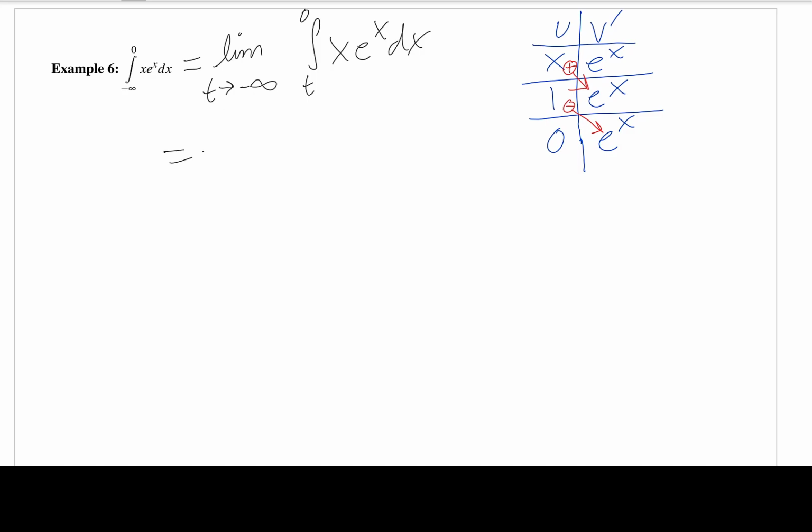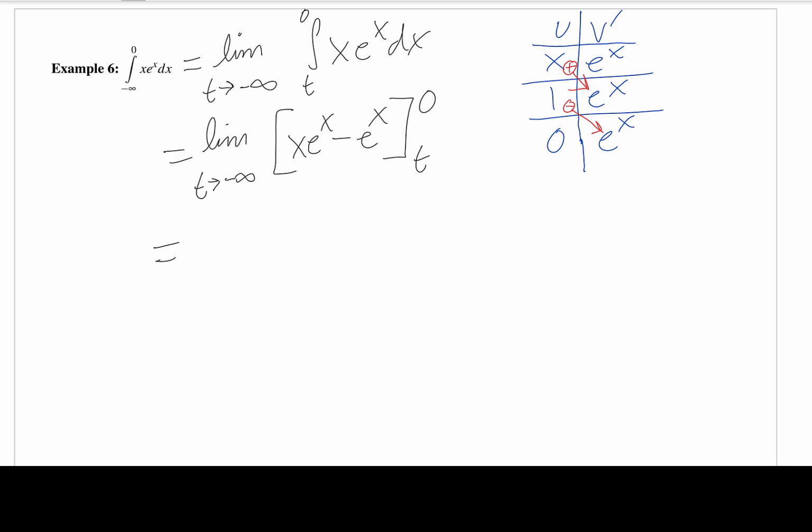And so this becomes the limit as t goes to negative infinity of, let's see, we'll have x e to the x minus e to the x evaluated from t to 0.